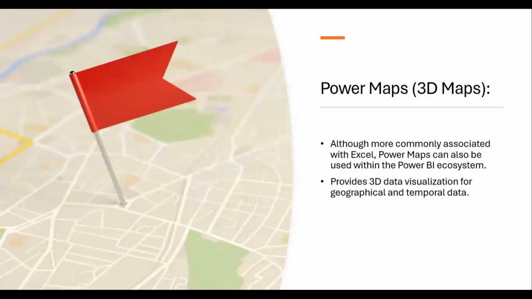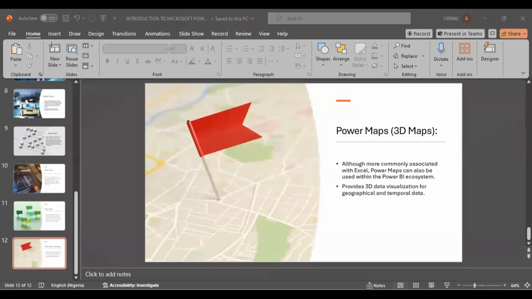So there's also the Power Map. It's just for geographic data and a lot of cool stuff inside of that. So that is all about the theoretical part and different components of Power BI. So we are going to start by looking at Power BI itself.